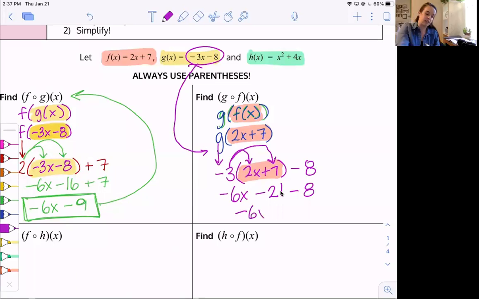Negative 6x. Wait, what was the number, Roxana? Oh, I thought you were asking which ones we were going to combine, which I just said, negative 21 and negative 8. Yeah, absolutely. We're going to combine negative 21 and negative 8, and we're going to get negative 29. Right. Absolutely.